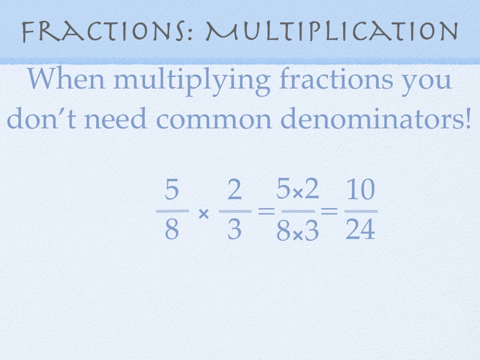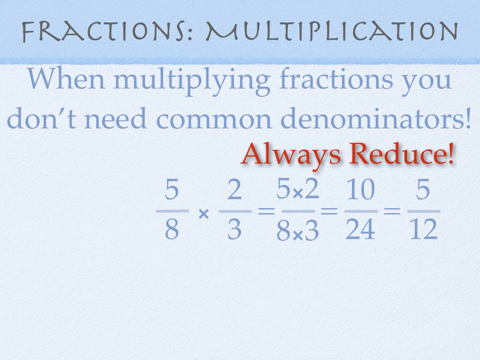Then I need to reduce. Don't forget about that. Look at 10 and 24. Say what number goes into both of them. And in this case, 2 goes into both of them. So I can reduce 10 to be 5 and 24 to be 12. It won't reduce anymore. So 5 over 12 is my final answer. And that's how we multiply fractions.